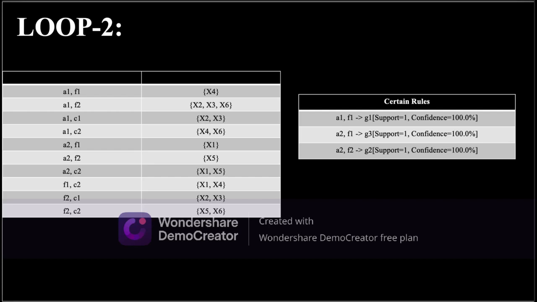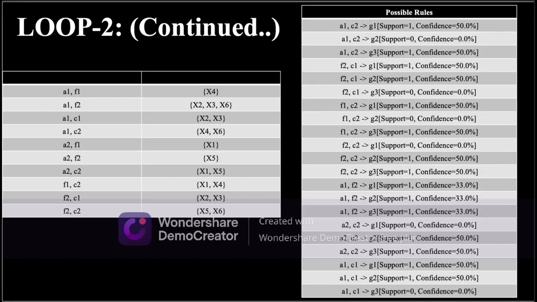Now A1 F1 implies G1 is marked and confidence is calculated and found to be 100%. That means the probability of occurrence of the G1 property in an object where A1 and F1 occur is 1. Similarly, we found that A2 F1 implies G3 and A2 F2 implies G2 are also certain rules. Now we find all the possible rules for the unmarked sets and find support and confidence as already discussed.